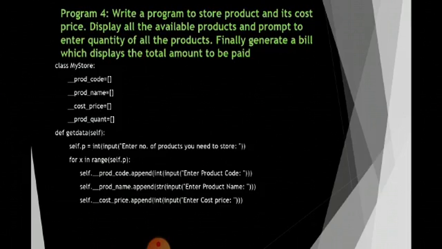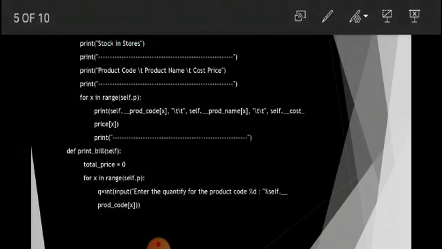And then the next statement is self.product_name.append(str(input('Enter product name'))). Here we are going to get the product name from the user and add it to the list. The append function is used to add an element to the list, and then self.cost_price.append(int(input('Enter cost price'))). Now the cost price can be added to the list. Now you can see the next coding, that is print a stack in stores.